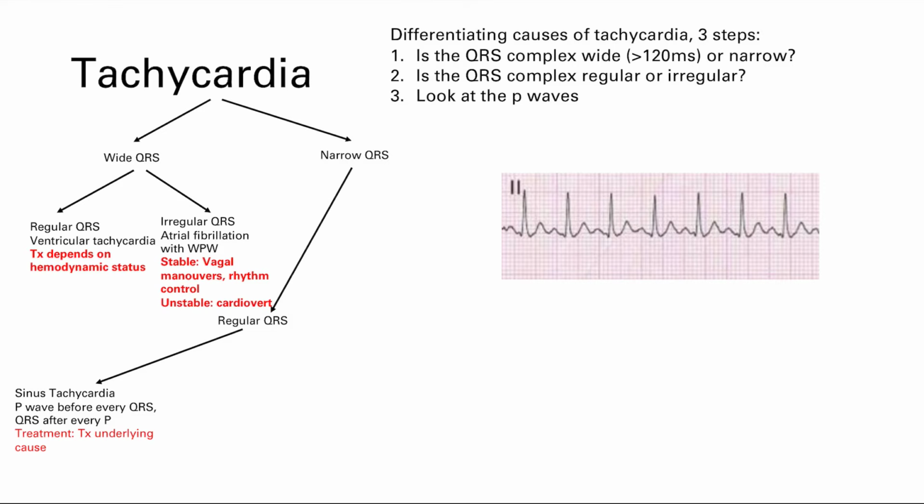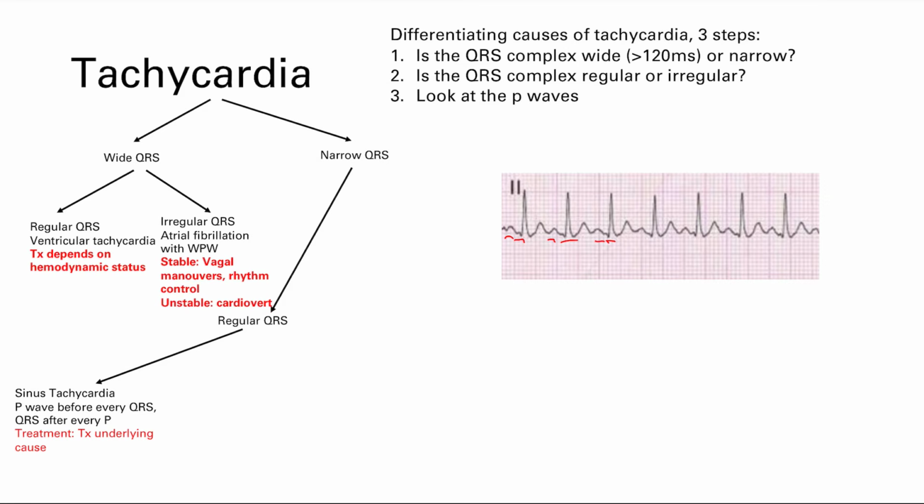It can be beating fast because you've just finished exercising. There are many other causes if you try to think about it. Pain can cause your heart to beat fast. Anxiety can cause your heart to beat fast. But note that it's a sinus rhythm. It's a regular rhythm. P before every QRS, QRS after every P. And the treatment here is you treat the underlying cause. So if they're in a lot of pain, you give them pain medications, and so on.